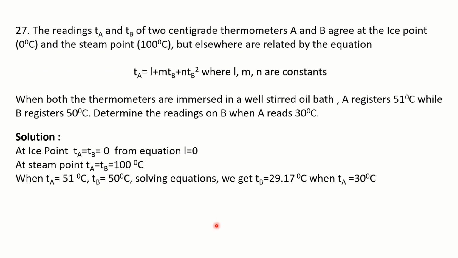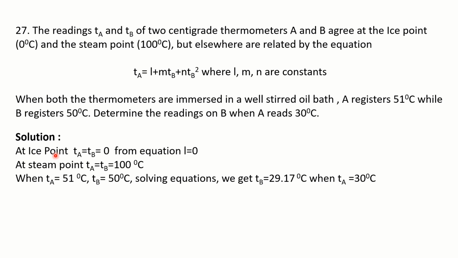The readings TA and TB of two centigrade thermometers A and B agree at ice point 0 degree and steam point 100 degrees Celsius, but elsewhere are related by the equation TA is equal to L plus M TB plus N TB square, where L, M, N are constants. When both the thermometers are immersed in a well-stirred oil bath, A registers 51 degrees Celsius while B registers 50 degrees. Determine the reading on B when A reads 30 degrees Celsius.